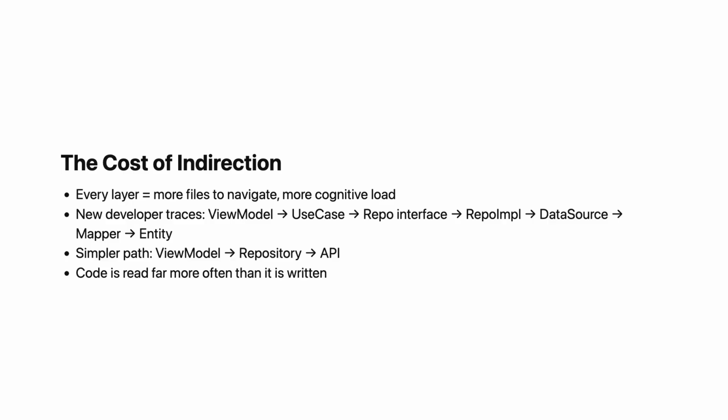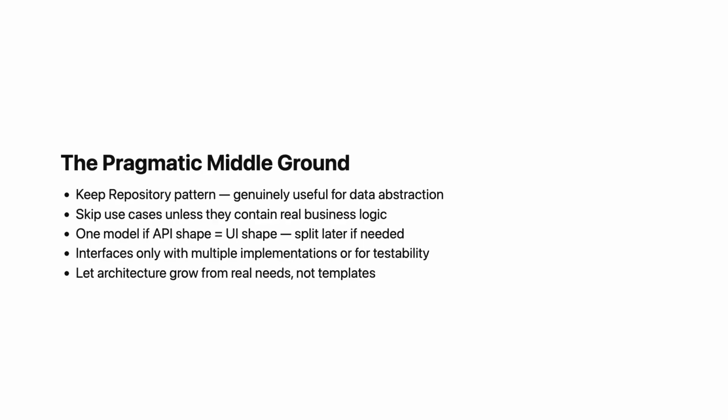Then evolve. When you find yourself copying business logic between view models, extract a use case. When you find that your UI model and your domain model have genuinely different shapes, add that layer. When your team grows and you need enforcement boundaries, add interfaces. Let your architecture grow from real needs, not from a template you copied from a blog post. This is not being lazy. This is being disciplined about complexity.